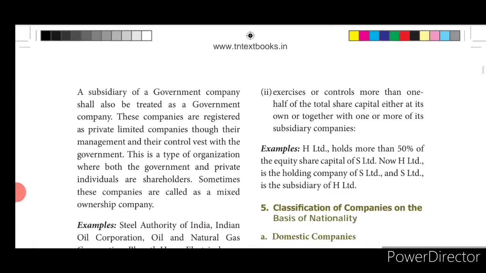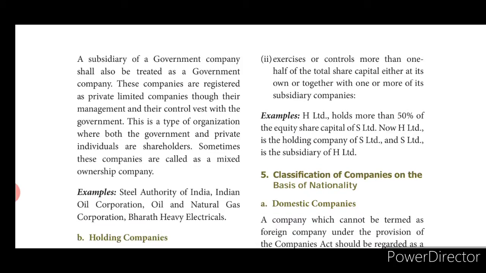See, a subsidiary of a government company shall also be treated as a government company. These companies are registered as private limited companies, though their management and control vest with the government. There is a type of organization where both the government and private individuals are shareholders. Sometimes these companies are called mixed ownership companies.